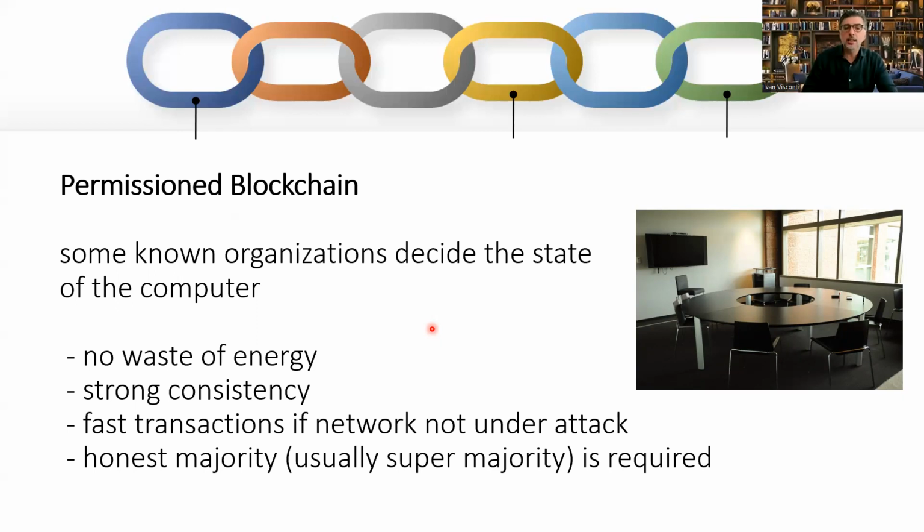And this can realize a blockchain without a waste of energy. Everything is pretty efficient. It's pretty strong consistency and fast transactions. Strong consistency, because you have consistency always, regardless of the state of the network. And you have fast transactions, and therefore good liveness if the network is not under attack. It's a very good result.